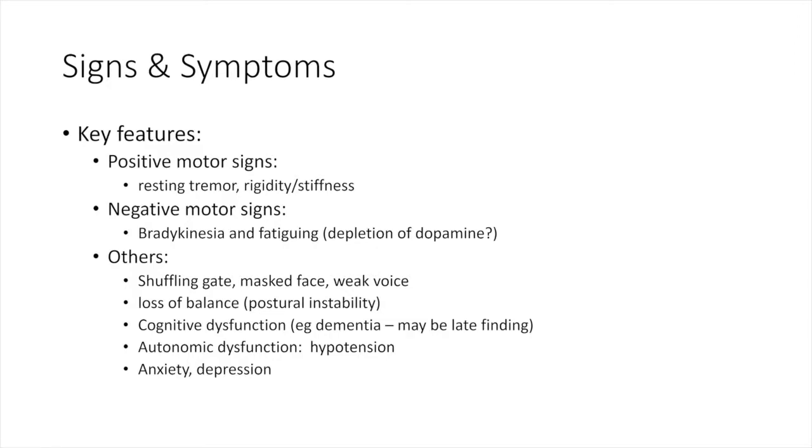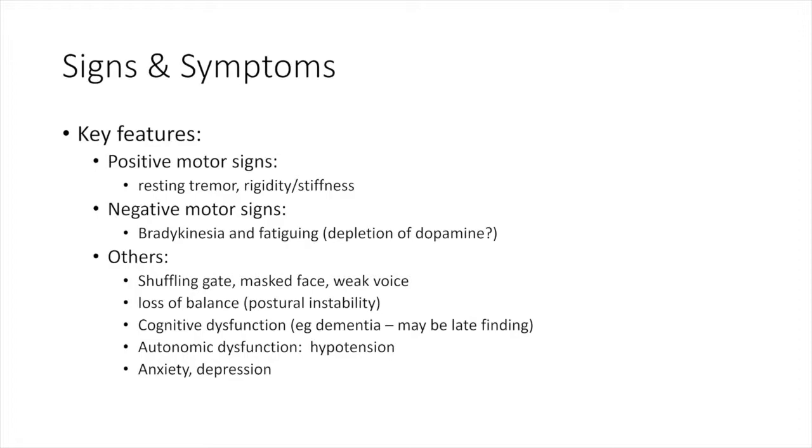Cognitive dysfunction is often a late finding in patients with Parkinson's disease, and a specific cognitive dysfunction might be dementia or slowness in thinking and thought processing. Autonomic dysfunction may be observed. These include things like hypertension, but also urinary hesitancy may be another feature. And because these neurocircuitries are also associated with the limbic system, then patients may experience anxiety and depression as well.